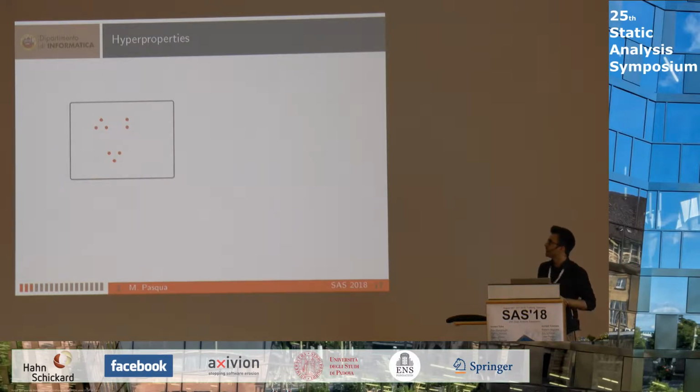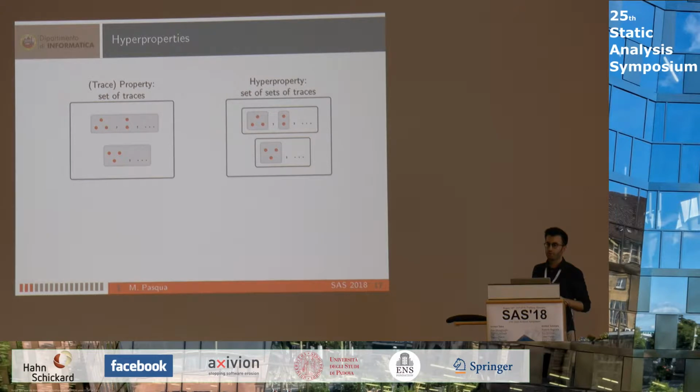Suppose that the semantics of a program is a set of traces, where a trace represents an execution of the program. So we have three semantics for three different programs. Trace properties collect all the executions which satisfy the property. So a trace property is a set of executions in these settings. Instead, hyperproperties are a set of sets of executions. So we can see here that hyperproperties are a property of semantics, in the sense of the general term property. Instead, trace properties are properties of traces. So in this setting, we can express relations between different executions.